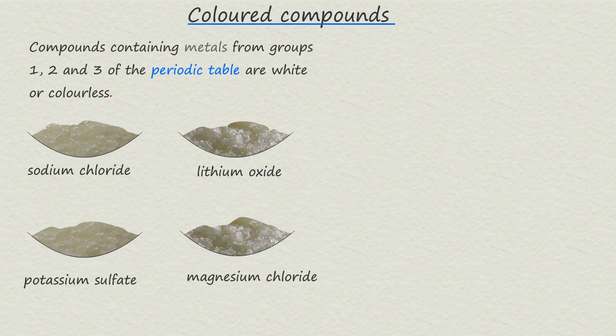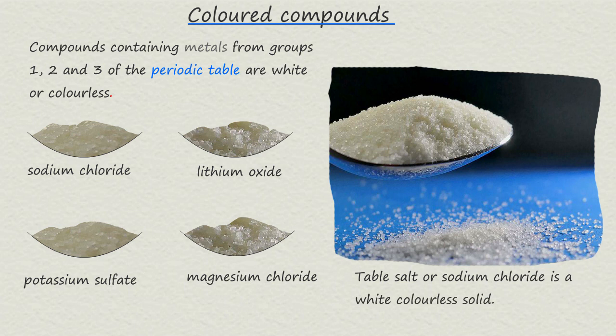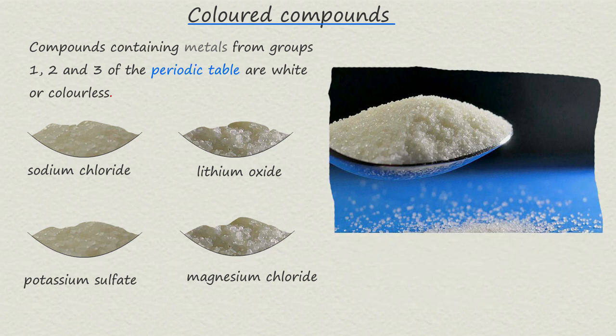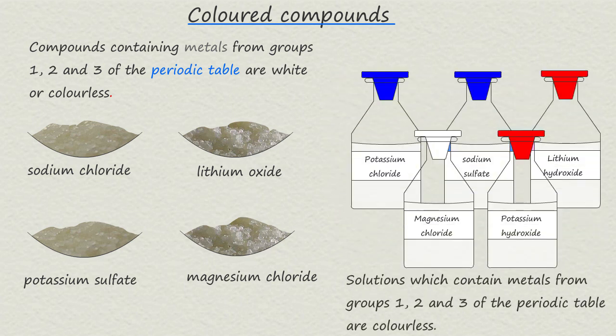Compounds which contain metals from groups 1, 2 and 3 of the periodic table are white or colourless. For example, table salt or sodium chloride is a colourless white solid at room temperature. And when these compounds are dissolved in water, they will also form colourless solutions as shown.